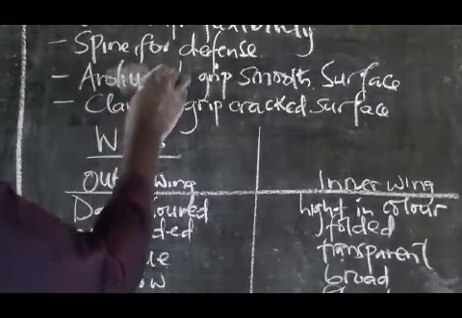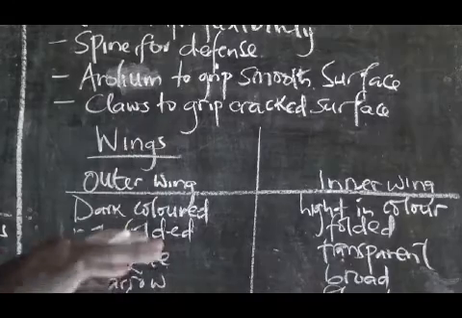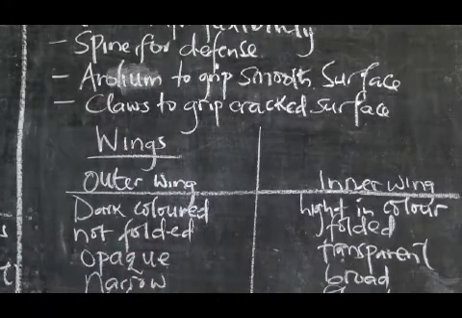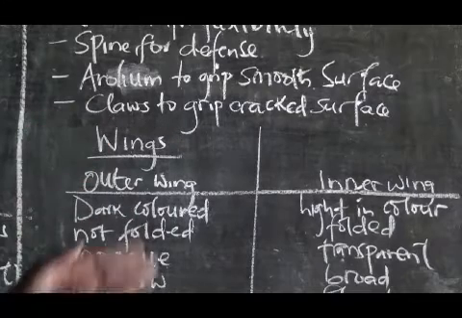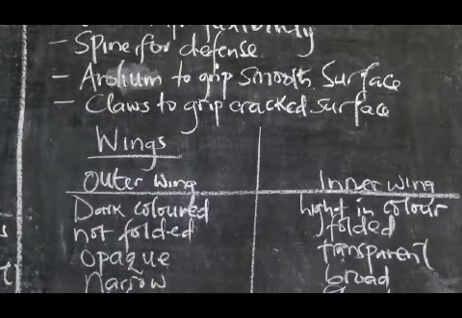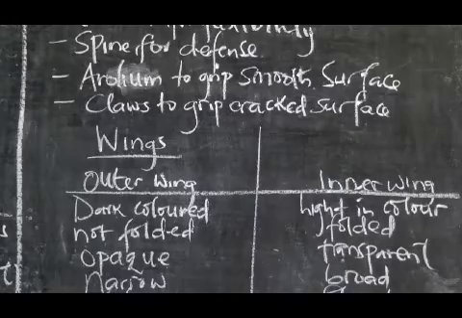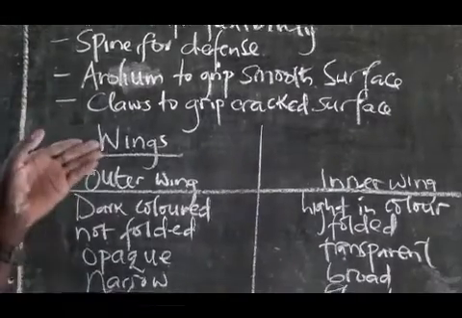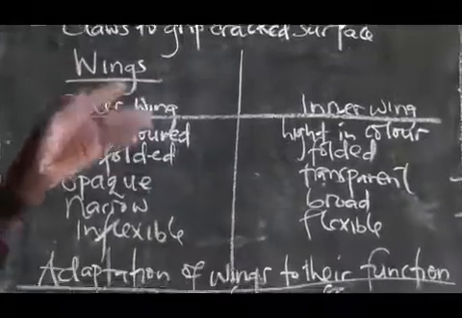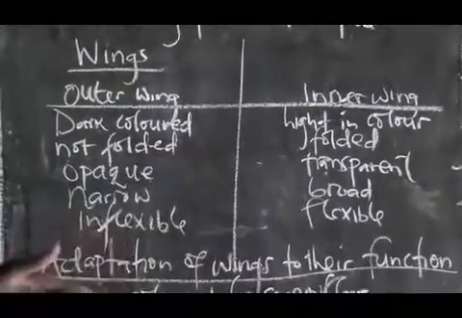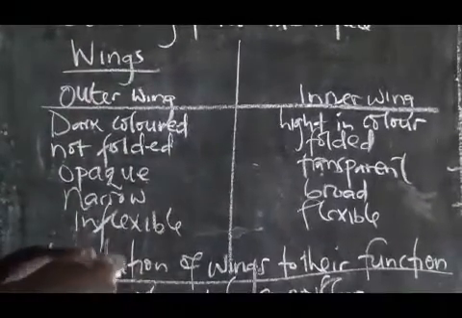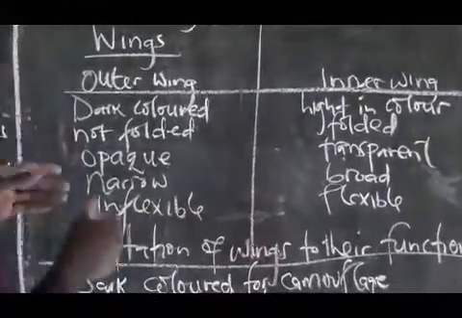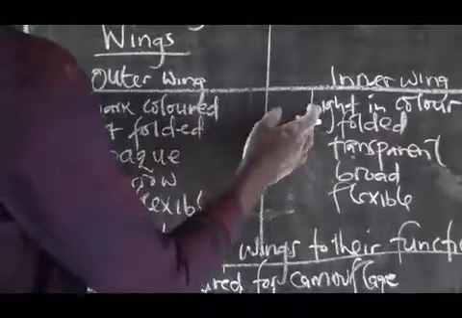Aroleum, or the granular pad, is secreted at the feet so that it can grip on smooth surfaces. And then you also have claws to grip on cracked surfaces during the insect's movement. Let's look at the wings. Now, there are two kinds of wings in a cockroach. We have the outer hard wing and the inner soft wing. And we can clearly see the distinction between the outer wing and the inner wing right here.